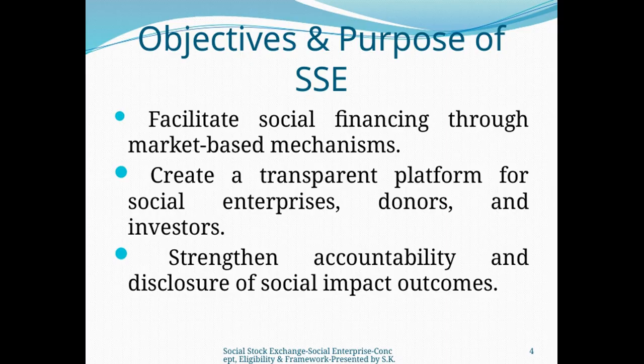This means social enterprises should regularly report on their progress and results, ensuring that their social goals are being achieved and that investors can make informed decisions. All of these points tie into the broader theme of building a robust ecosystem for social enterprises, one that encourages investment, enhances transparency, and maximizes social impact.